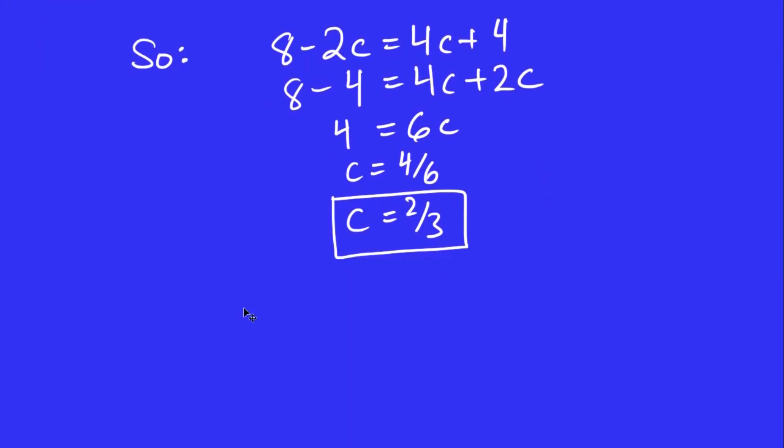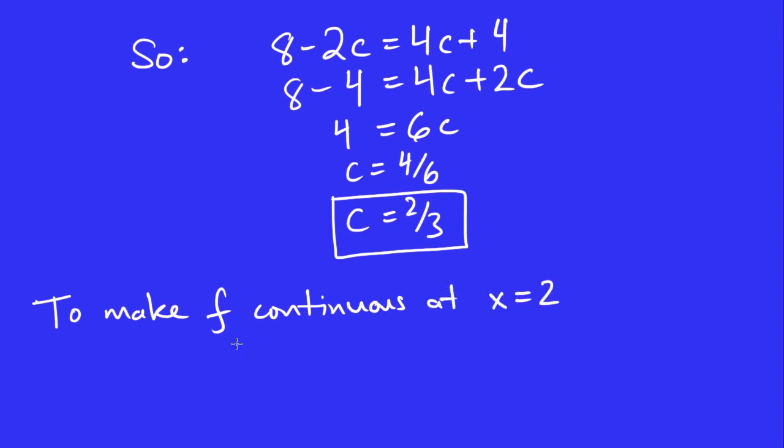And I'll just write a little quick sentence here to conclude the problem. It's always good style to do that. To make f continuous at x equals 2, we need c to be equal to 2/3. Something like that, okay? So that's a very common kind of continuity problem to do. I hope that makes sense.